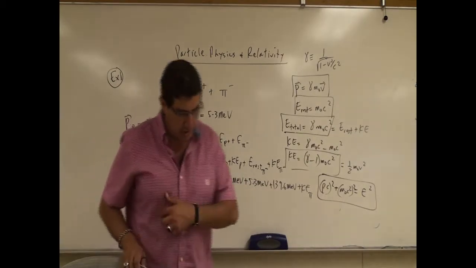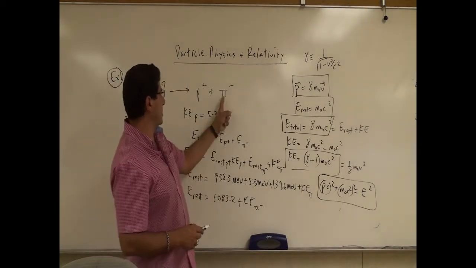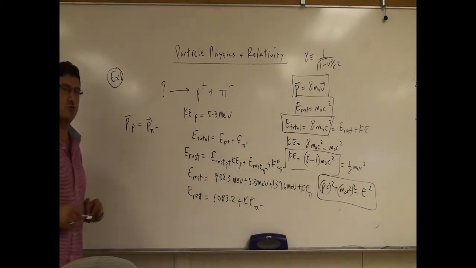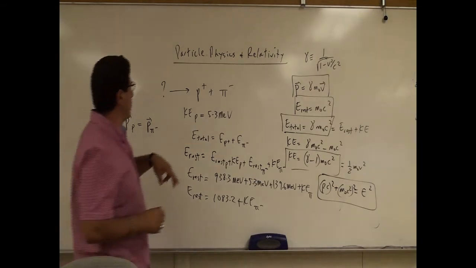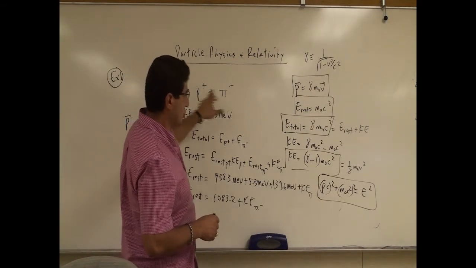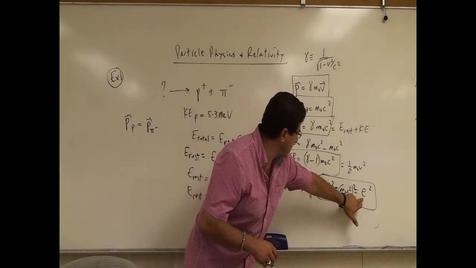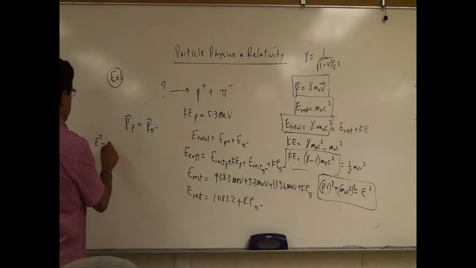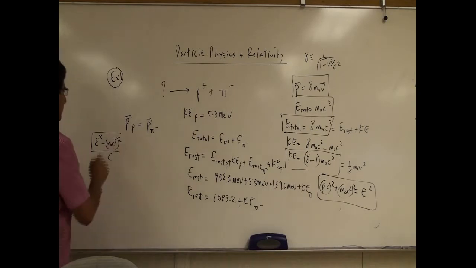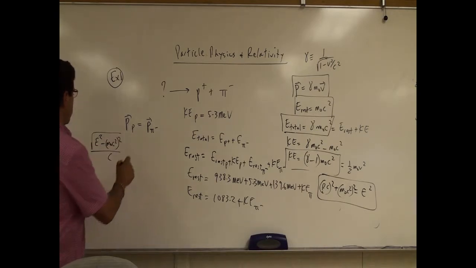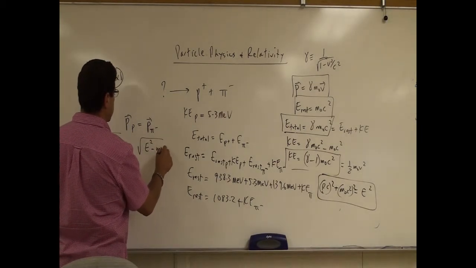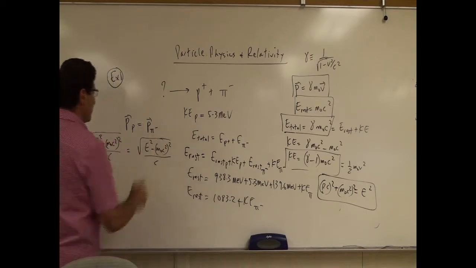If I add these together, there are two unknowns here. We don't know the kinetic energy of the pion, and we don't know the rest energy of the unknown particle. But then we come to the momentum equation. The momentum of the proton: which equation are we going to use? We're going to use this equation. It's equal to the square root of E squared minus m0 c squared, divided by c. So that's the momentum of the proton. And that's going to be equal to the square root of the total energy of the pion minus m0 c squared, over c.